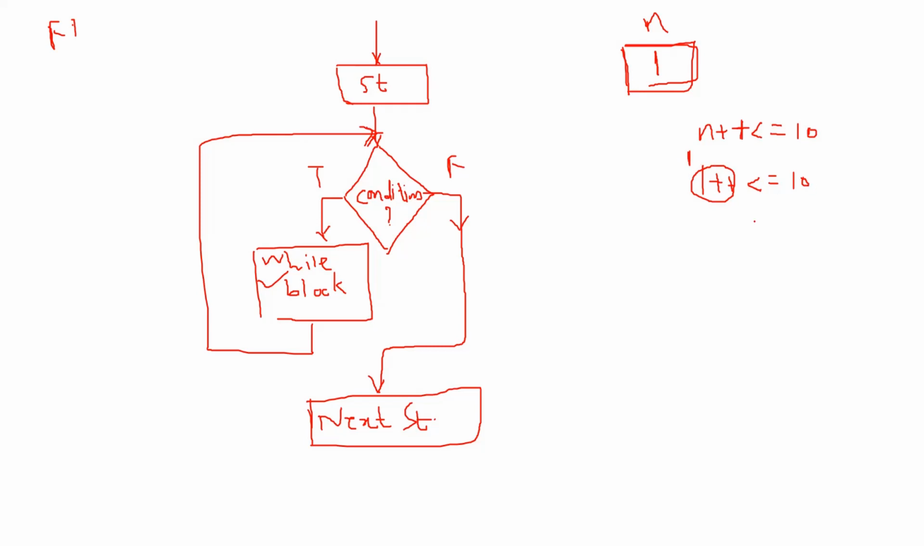Okay, the condition is true, but after this statement n will be incremented and it will become 2, and then we have the print statement and it will print the value of n, which is already updated, and you have got 2. Okay, similarly you will get 3, 4, 5, 6, 7, 8, 9, 10.